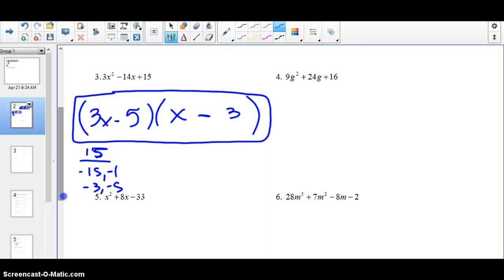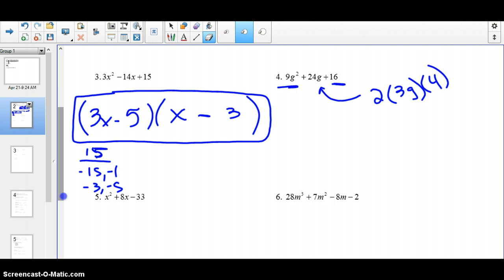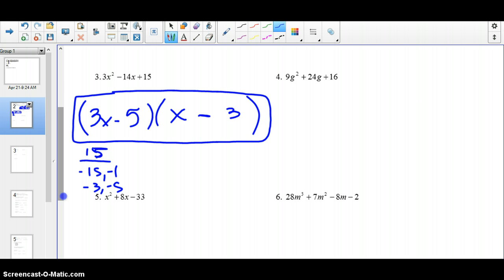A perfect square trinomial has the first term and the last term being perfect squares, and the middle term has to be twice the square root of the first term, which is 3g, times the square root of the last term, which is 4. And that is true. The first and last term are perfect squares, and the middle term is twice the square root of the first term times the square root of the last. This is a perfect square trinomial. So this will factor into some binomial squared.